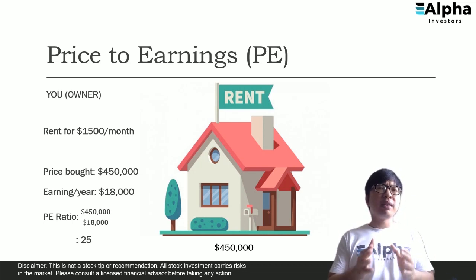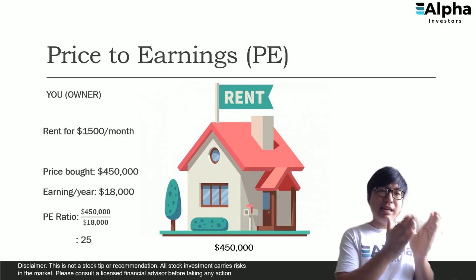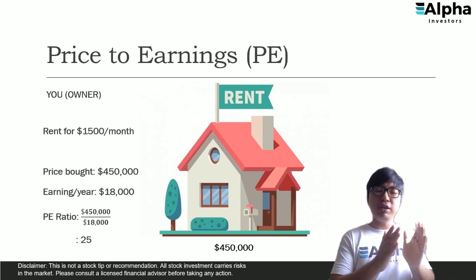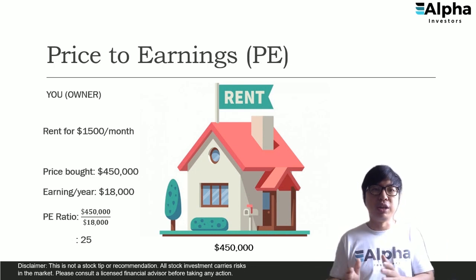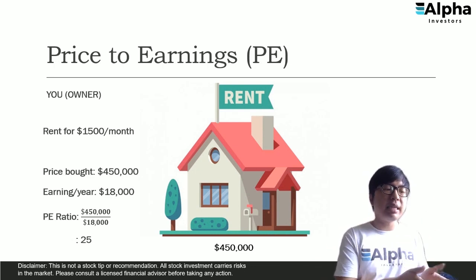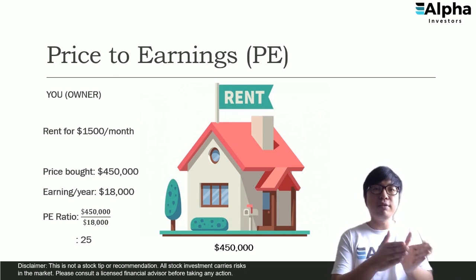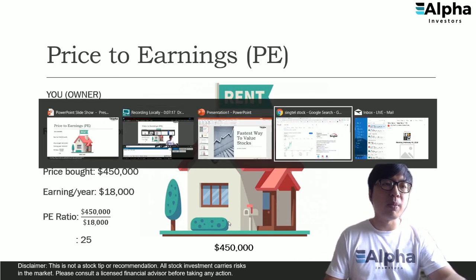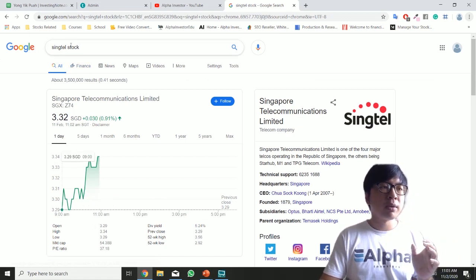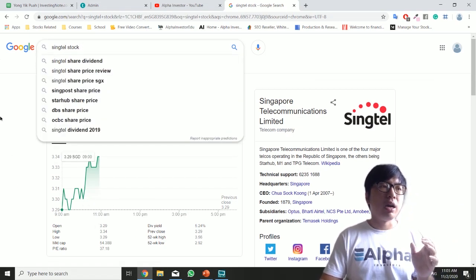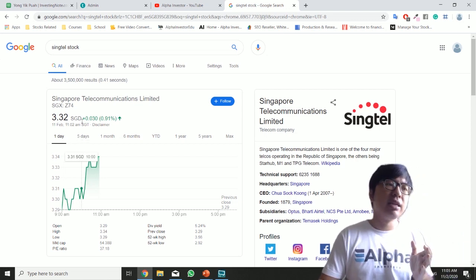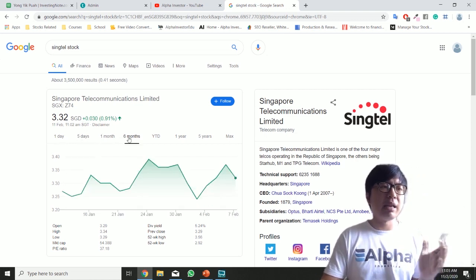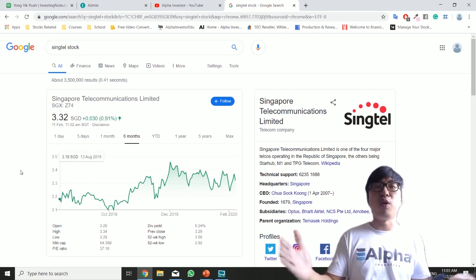All you need to do is simply type in the stock you're interested in and the PE ratio. For example, if you're looking to know about Singtel's price to earnings ratio, just go over to Google, type Singtel, and just type stock. Okay, Singtel stock. Let me quickly hop over to my Google over here. You can see I just simply type Singtel stock. Then Google will come out with Google Finance, and it tells you today's share price, last 5 days, last month, 6 months, all this kind of thing. It's really straightforward. You don't need to do anything.